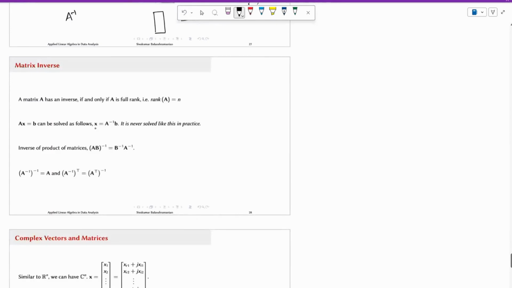One place where, at least analytically, the inverse of a matrix is useful is when you're trying to solve equations like this, where x is an unknown, A is known, b is known. If you want to solve for x, you might often want to write it like this. Provided A is square and it's full rank, then the solution for x exists. In practice, of course, you never do this. There are other more efficient ways of doing this. But one use of the inverse, analytically, is this.